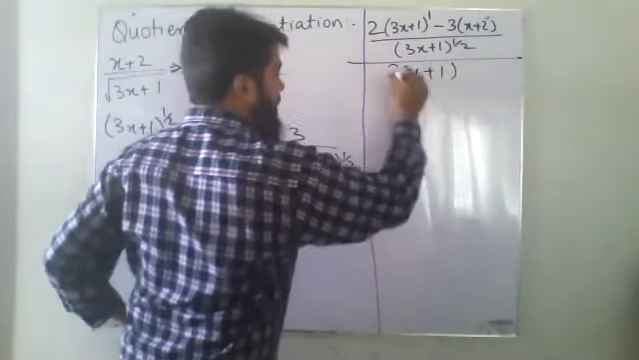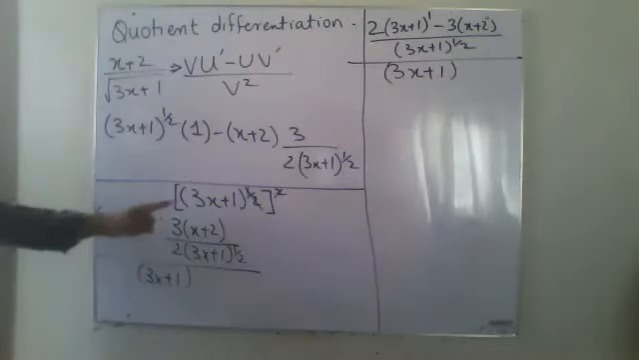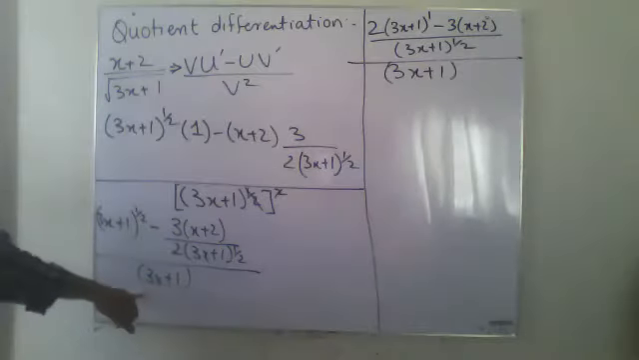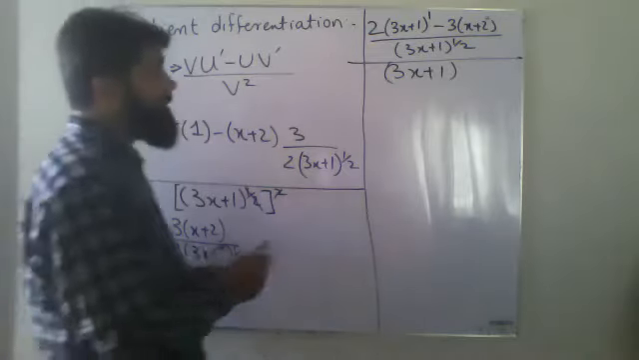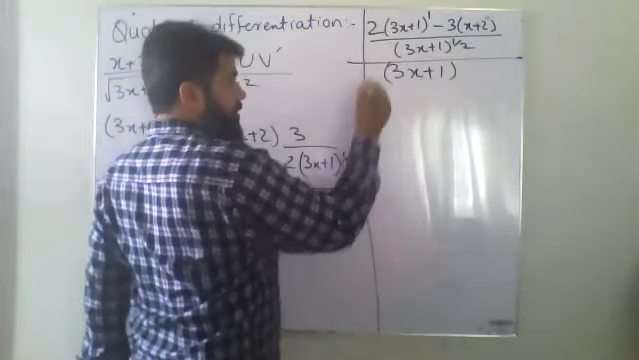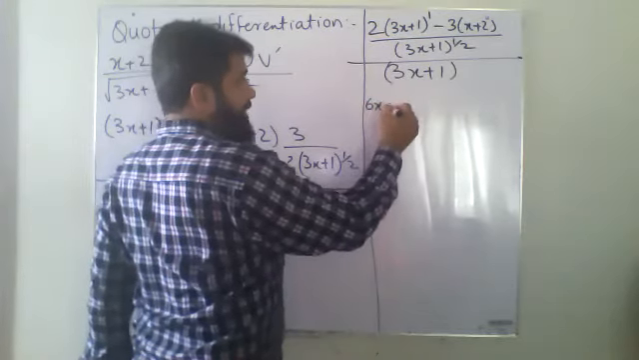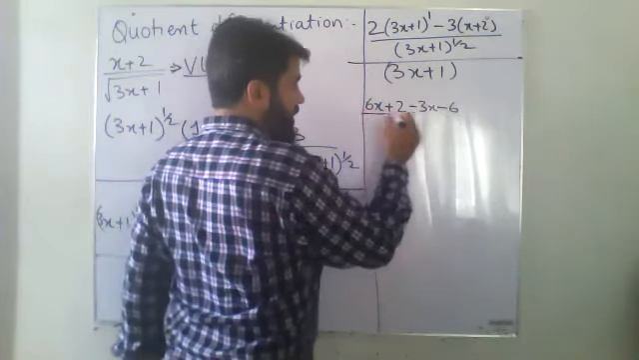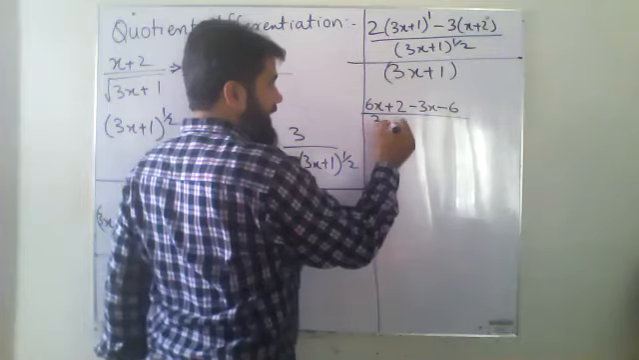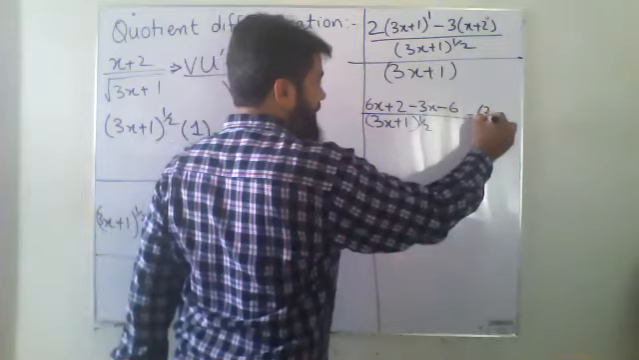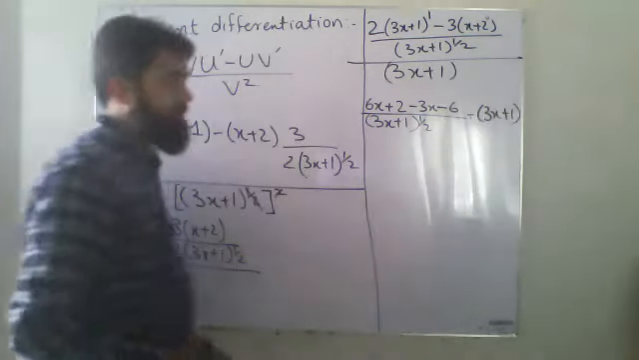3x plus 1. Okay, first of all, we have solved this part, which is over here, and then in the denominator I've got 3x plus 1, so I've written that. Now, what is the next step? This whole thing is divided by this. So 2 3s are 6x plus 2 minus 3x minus 6 over (3x plus 1) power half, divided by 3x plus 1.